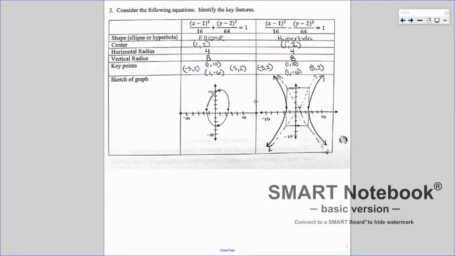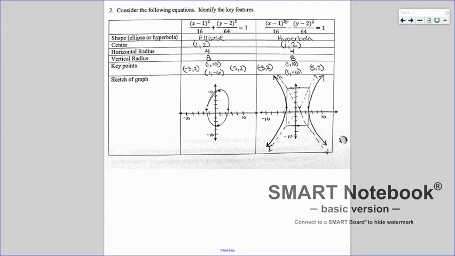Next one, let's move it off of the 0, 0. So now I've got the center at 1, 2. Horizontal radius is 4. Vertical radius is 8. So I'm going to go left and right 4. So negative 3, 2, positive 5, 2. Up 8, 1, 10. Down 8, 1, negative 6. Draw the oval. Hyperbola, now instead of drawing the oval, those same 4 points, I'm going to draw the rectangle. I'm going to draw the diagonals.